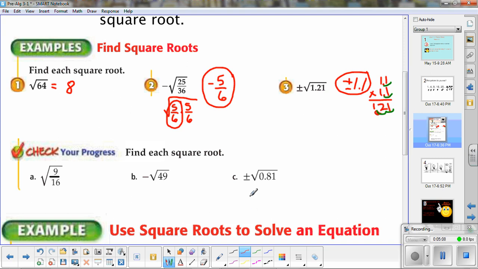You may want to pause the video and try the next 3 on your own. For the first example here, we're going to want the positive square root because we just have the radical symbol. And I have to think about what number times itself is going to give us 9/16. Well, this would really be 3/4 times 3/4 because 3 times 3 is 9 and 4 times 4 is 16. Basically, we're going to take the square root of 9 and the square root of 16.